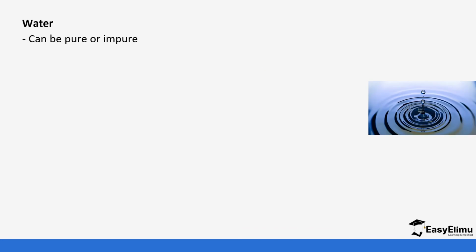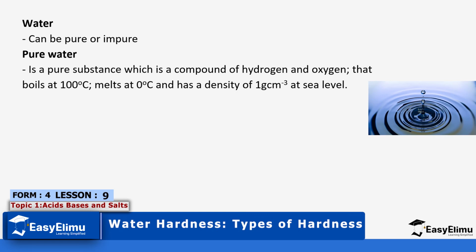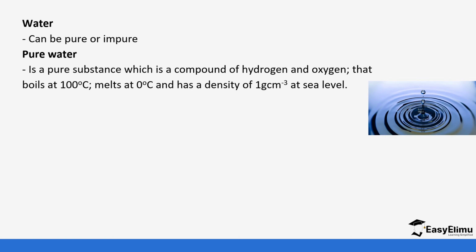Water can be pure or impure. Pure water usually is a substance which is a compound of hydrogen and oxygen, and it boils at 100 degrees Celsius at sea level. We know this is pure water from the concepts we learned in melting point and boiling point in Form 1. Pure water boils at 100 degrees Celsius, melts at 0 degrees Celsius, and has a density of 1 gram per centimeter cubed at sea level.